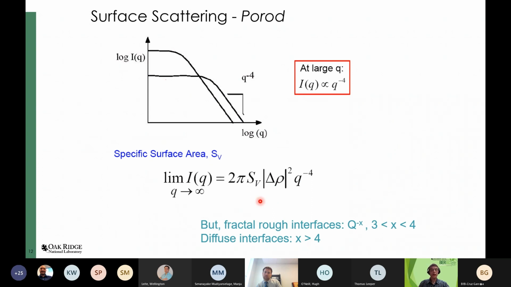So that's that. Since I talk about surface scattering, this Q to the minus 4 decay is related to smooth, well-defined surfaces. If your surfaces have some roughness to them, like fractal roughness, this exponent will be a bit shallower. And there are also cases of diffuse interfaces where it can be steeper.